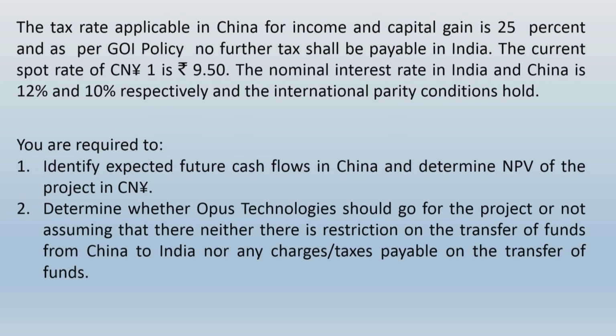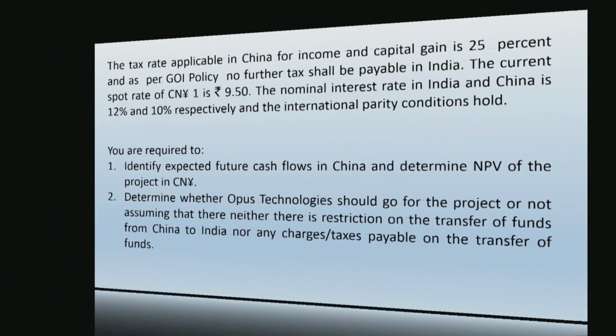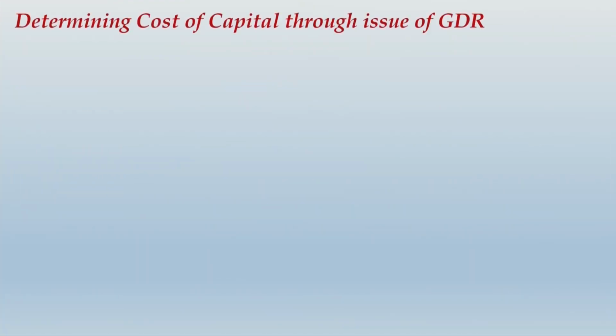In this question, we are going to first determine the NPV in Chinese yuan. We will also determine the NPV in Indian rupee and look into whether the project is acceptable or not. So let us see how to present the solution. In the solution, you would first determine your cost of capital through issue of GDR, and for that you know one thing, that the net issue size is Chinese yuan 45 lakhs, and you know one more thing, that the cost of the issue will be 1%. That means the proceeds in your hand will be just 99% of the gross issue size.